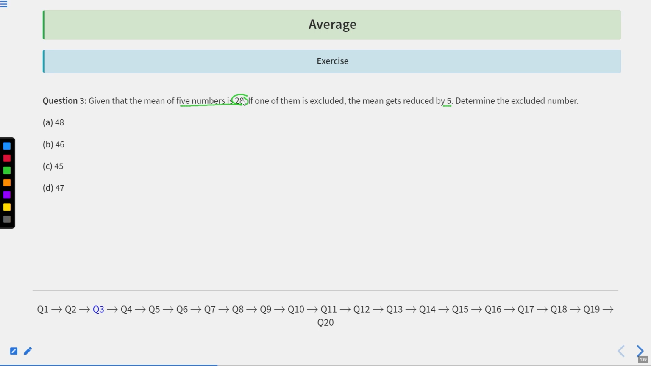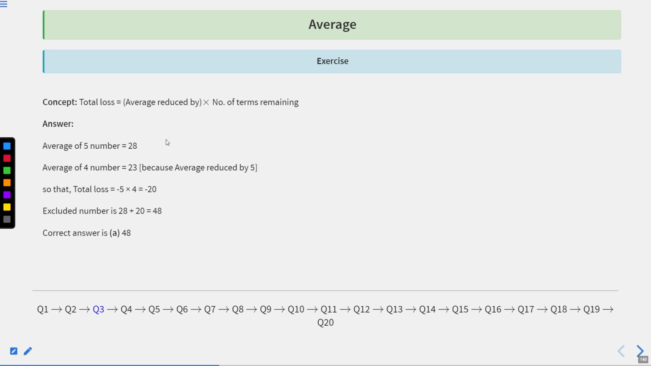Suppose I remove x5, and now I take the mean of the remaining 4 numbers x1, x2, x3, x4, and I found that the mean obtained this time is reduced by 5. So what number was removed? That is what I want to find out. The concept that will be used here is: total loss is equal to average reduced by, into the number of terms remaining.